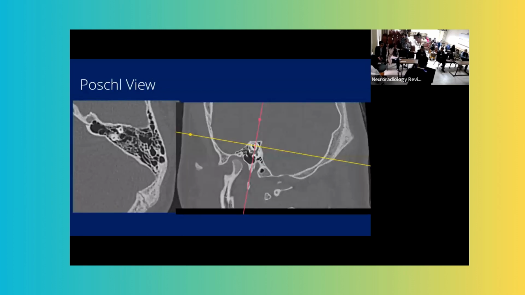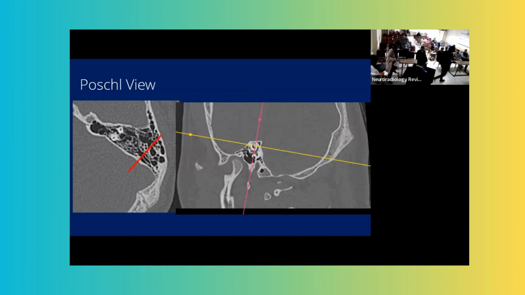So there are some dedicated views for the temporal bone. One is the Poschl view, in which we take the plane parallel to the superior semicircular canal. We take images cut through the temporal bone perpendicular to the long axis of the temporal bone and parallel to the axis of the semicircular canal, and we get this kind of image here. You can see the superior semicircular canal in detail. So if there is any calcification or any erosion in the canal, you can see it easily.